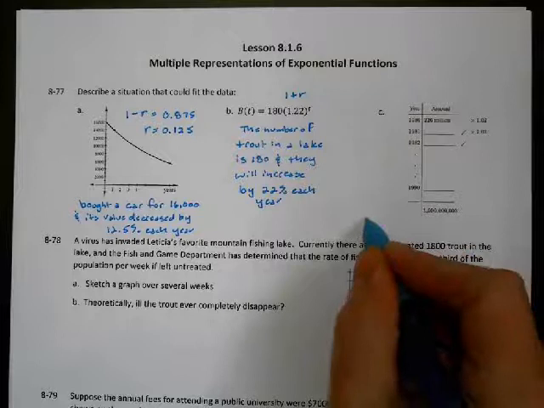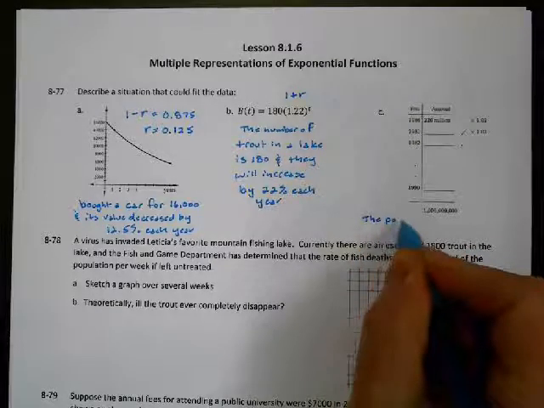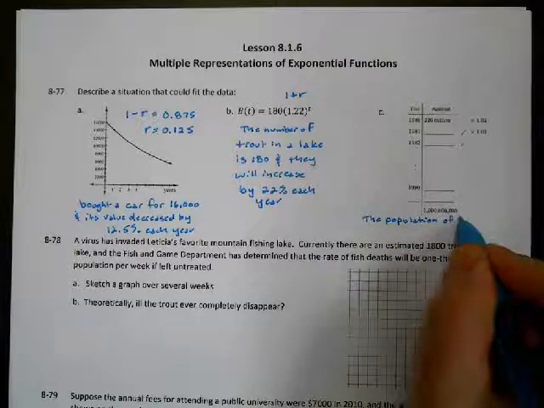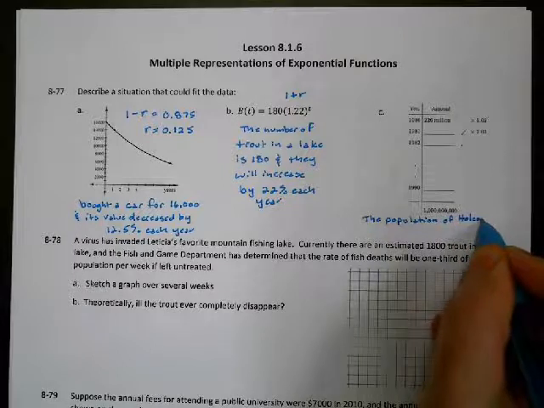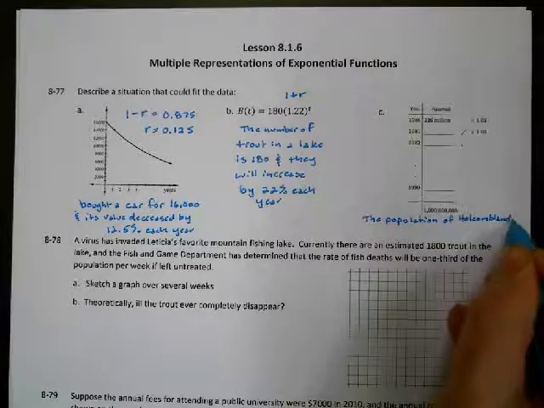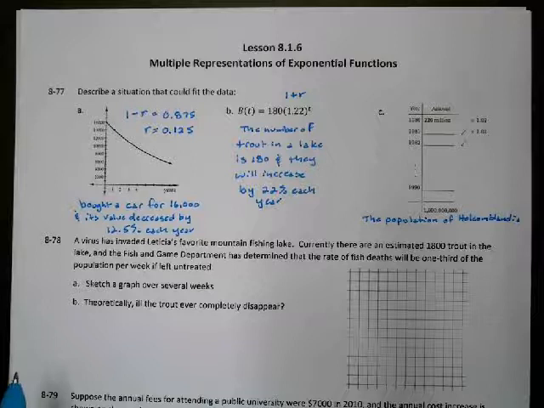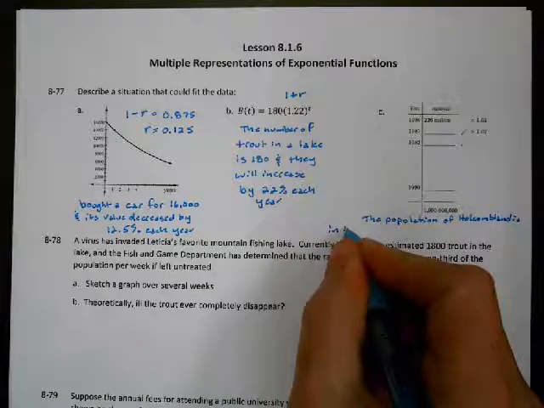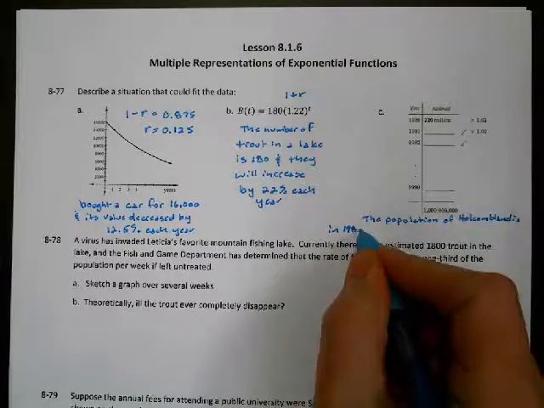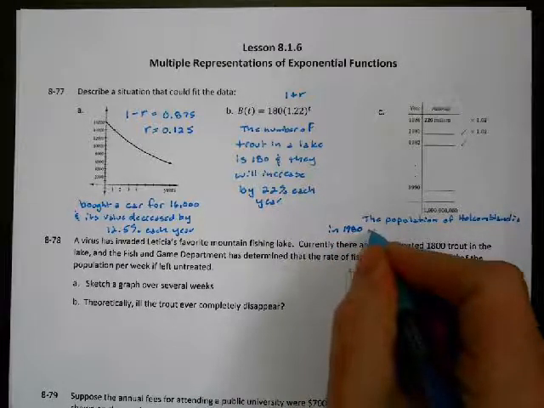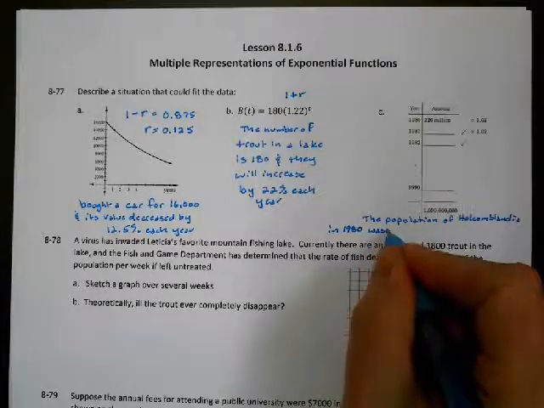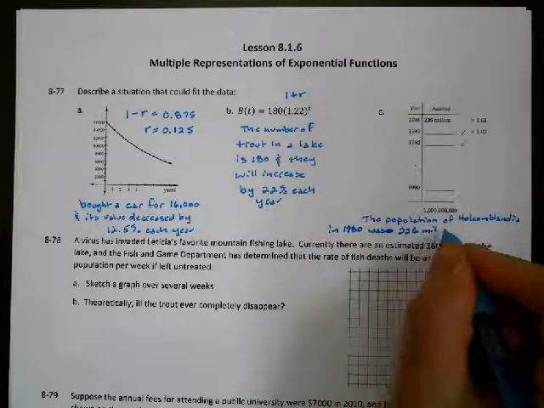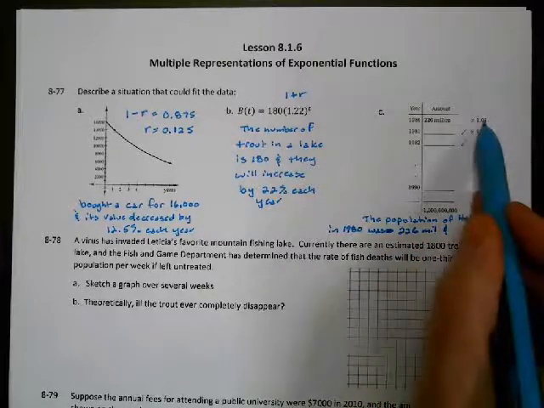So we'll say that the population of Holcomlandia, it's a really cool place. They do a lot of math there. In 1980, was, I can't spell, 226 million and increased by 2% each year.